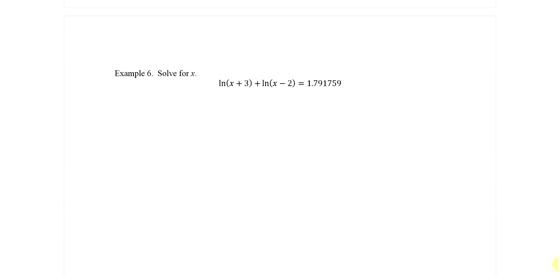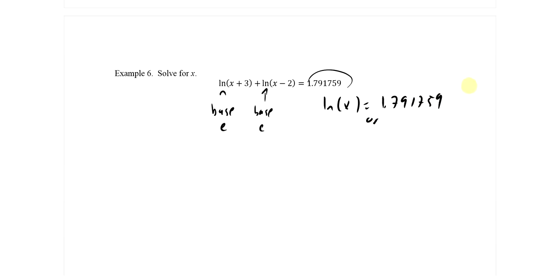Solve for x. ln, that means we're dealing with base e for both of these. We've got ln here, this is not an ln. So, ln of x equals 1.791759. How do you solve this for x? Well, this is base e, right? So e to this power has to be equal to x.